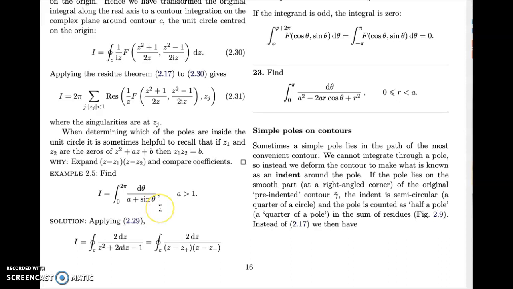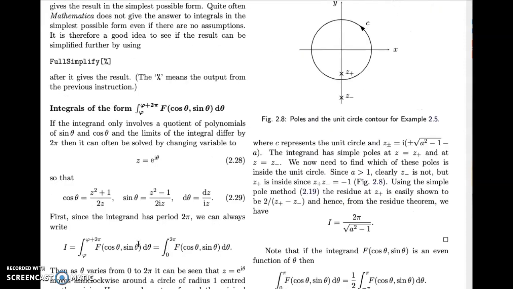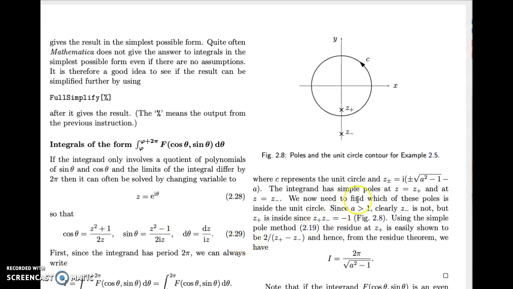Okay, so we make the change of variable, which is straightforward to do, and I'm going to write the roots of this polynomial in Z as Z plus and Z minus for convenience. Obviously we can solve this using the quadratic formula, which gives us Z plus or minus is equal to this.